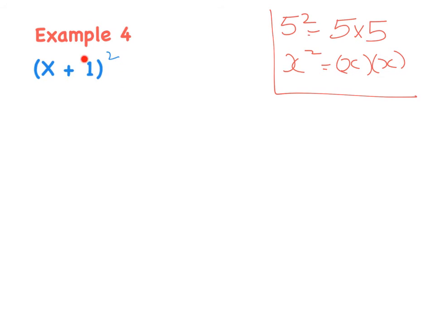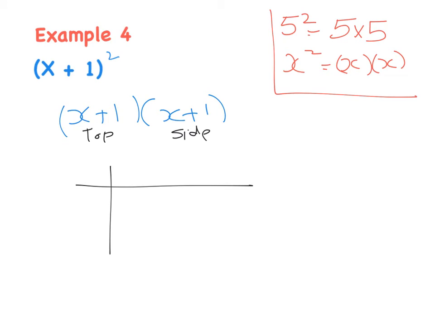So what does x plus 1 squared mean? Well, what it really means is x plus 1 multiplied by x plus 1. It means multiplied by itself. And so now that we've written it in this format, it's much easier to figure out how we multiply it out. We write top and side, and we do our box multiplication. So along the top here I have x plus 1, and along the side here I have x plus 1. And I take my time and I multiply correctly.